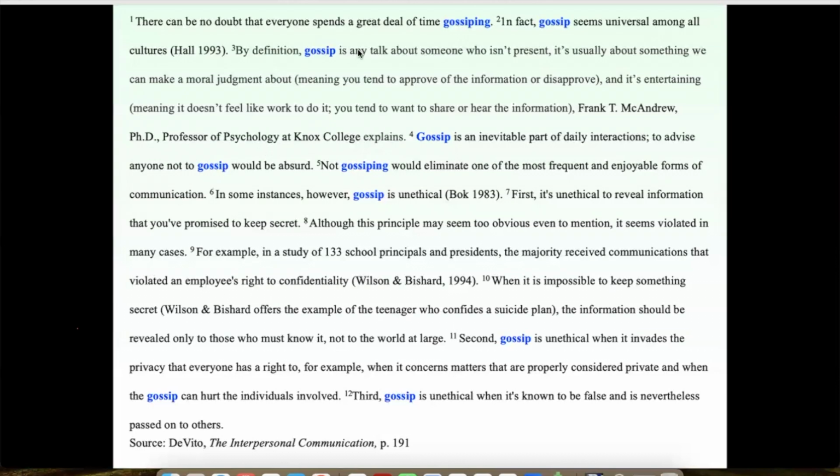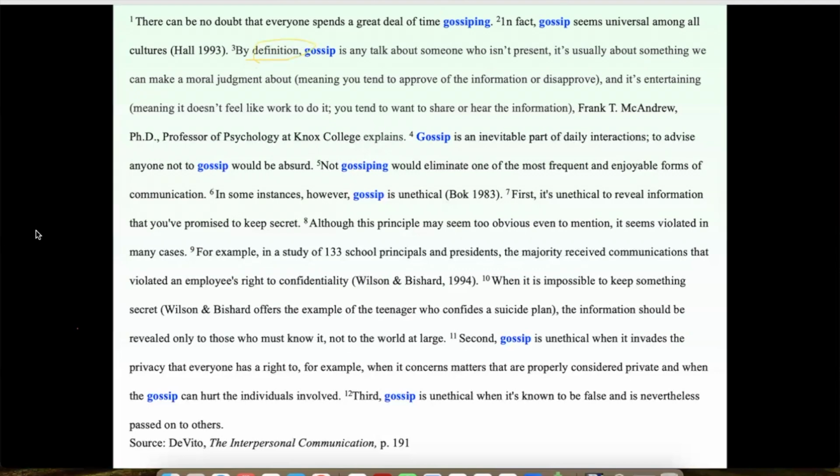Guys, you see here, I highlighted the key words in this text: gossiping, gossip, gossip, gossiping. So the topic is gossip or gossiping. But now the question is, if that's the topic, what is the main idea? First of all, I started the paragraph with a broad introduction to the topic. I said it's universal among all cultures. And then I referred to the definition.